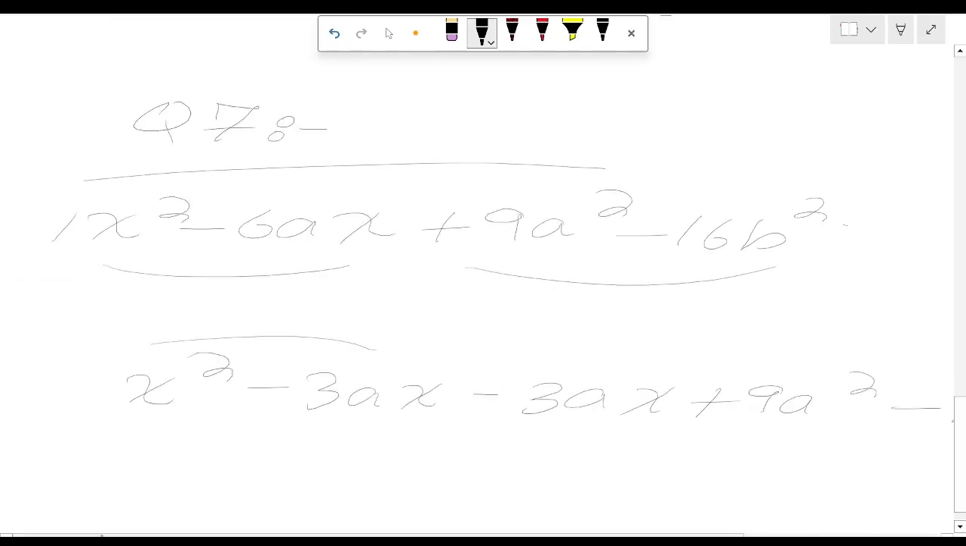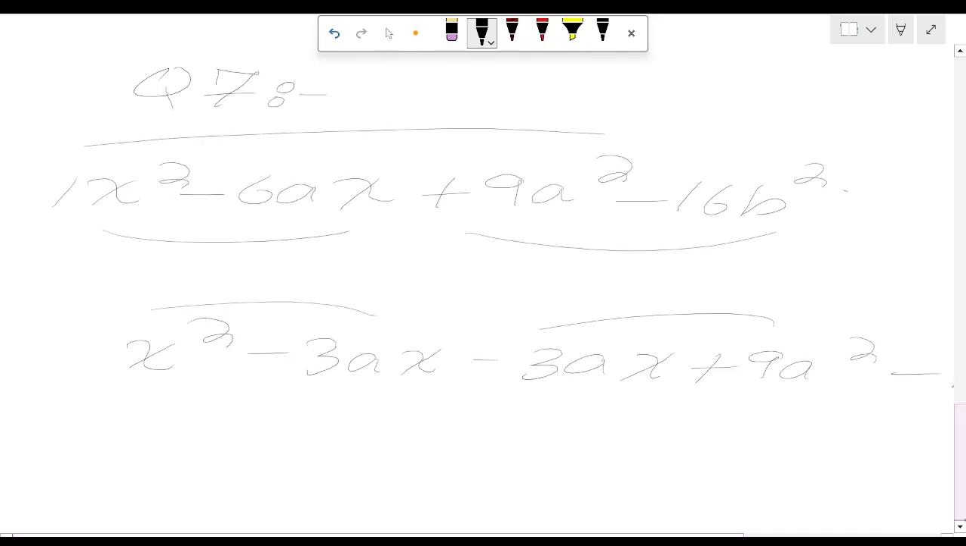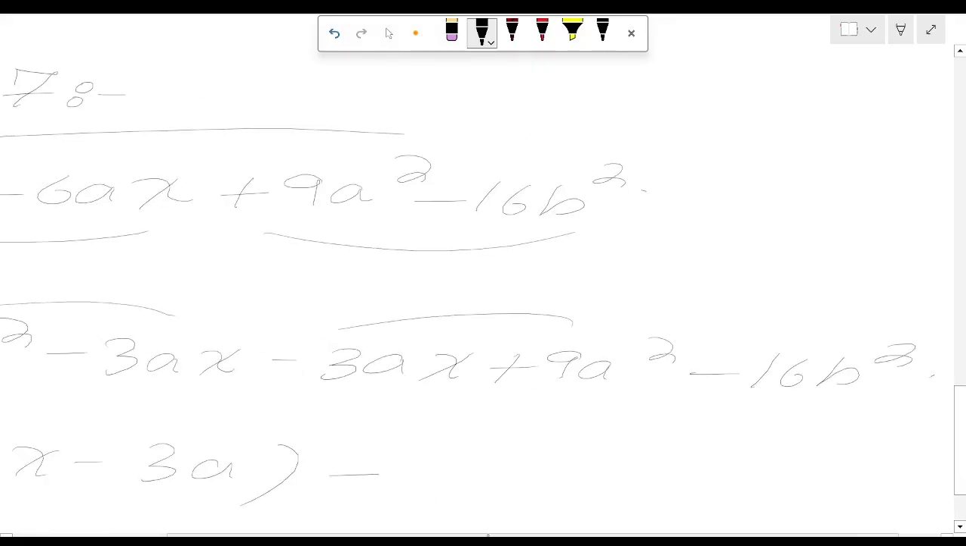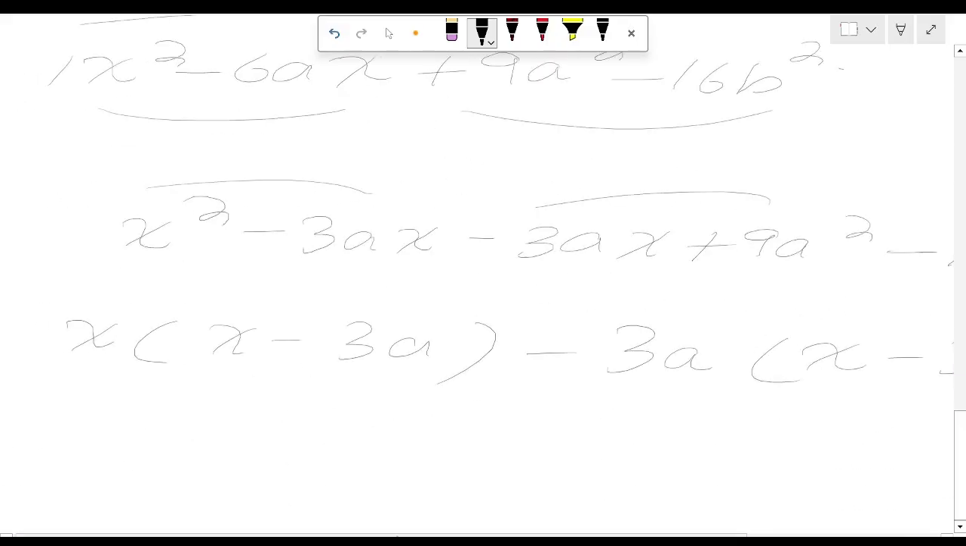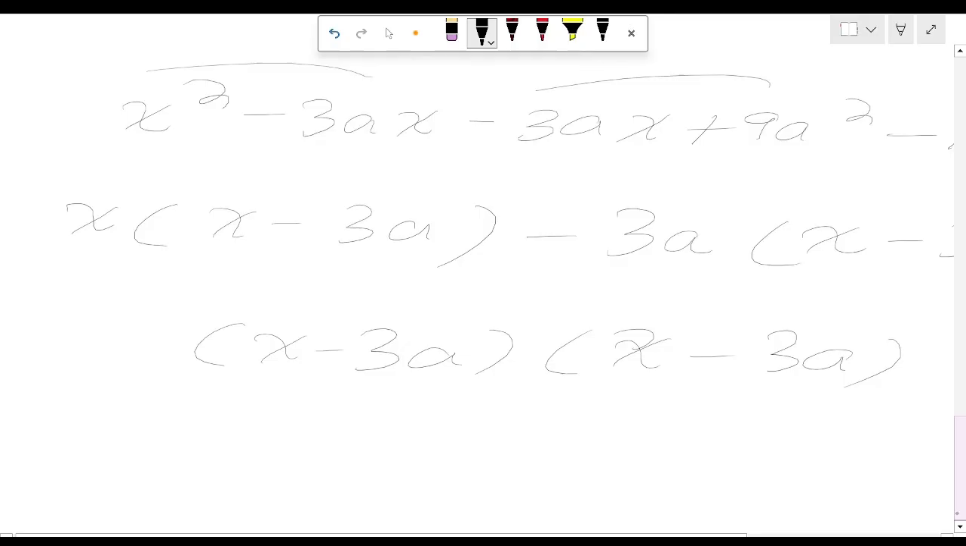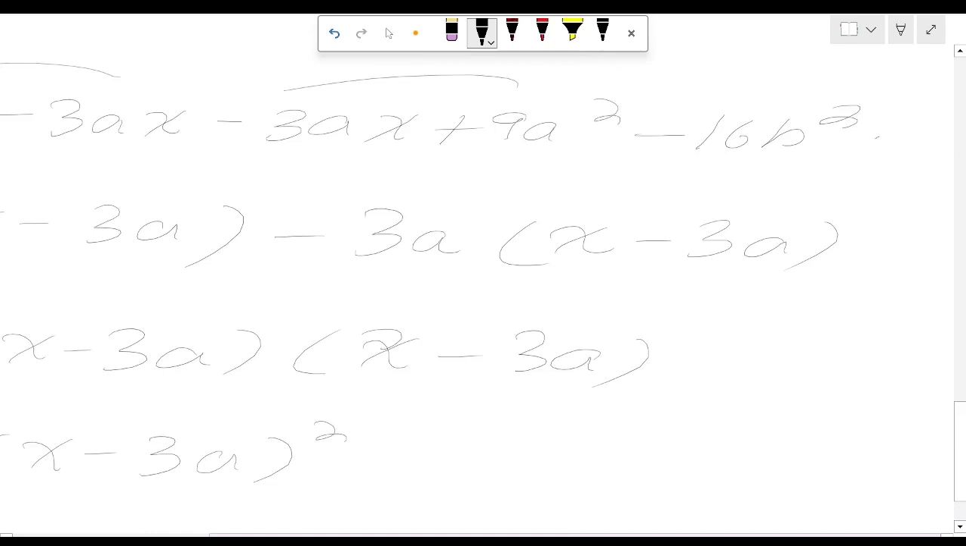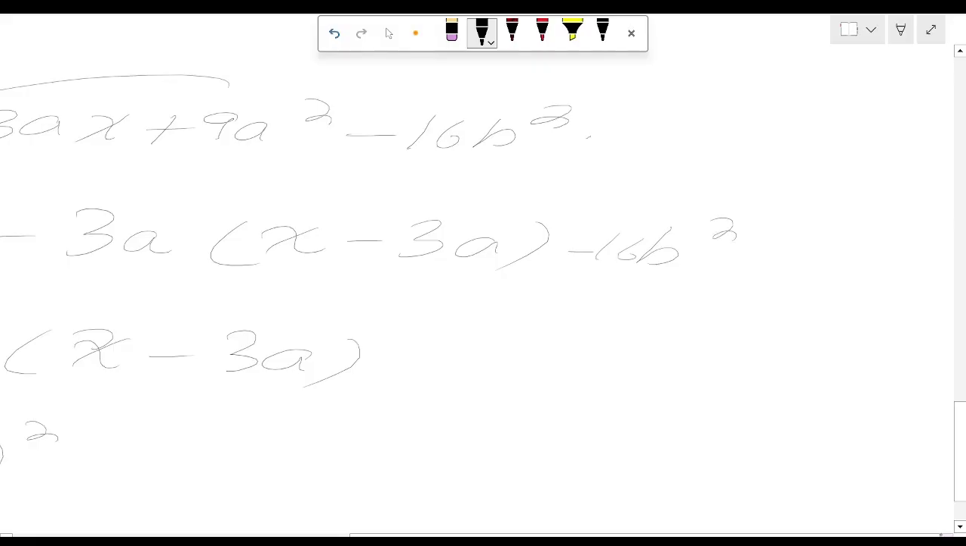After that, now we have 4 terms. So we'll find the common value between these four terms. In the first term, we have x as the common, and then we can write x minus 3a. Then I'll write minus 3a bracket x minus 3a. Now here the first term is x minus 3a and the second is x minus 3a again. So both of these can be written as x minus 3a whole square. But do not forget to mention negative 16b square, which is at the end.